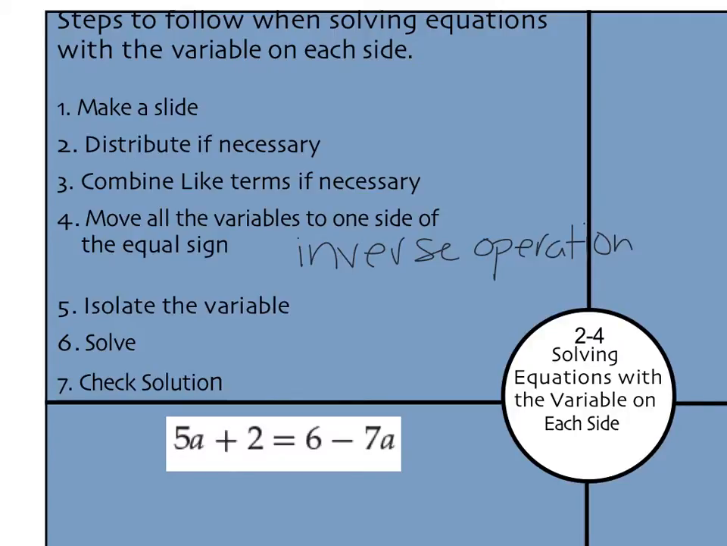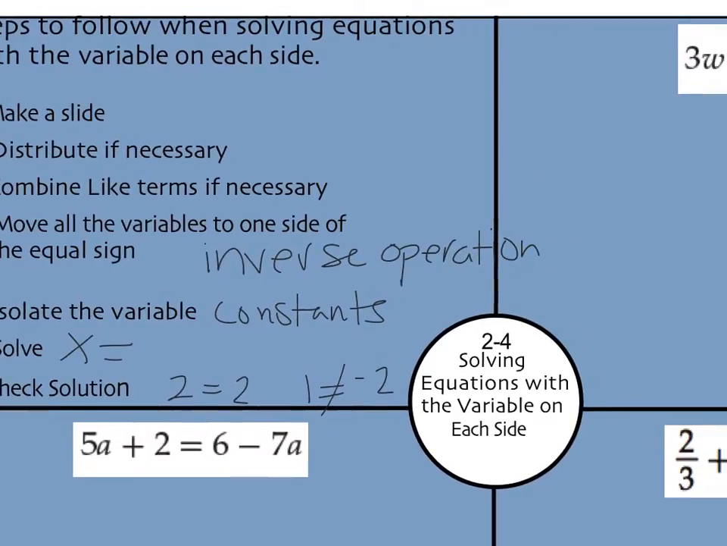Then you isolate the variable, so that means you're going to move all of the constants over to the opposite side of where the variable is. Then you'll solve, and of course check your solution so that you have the reflexive property on either side. Remember, if you have something that's not the reflexive property, you probably did something wrong and you want to start back from the beginning and look for your mistakes. So make sure you pause and get those down before you move on.